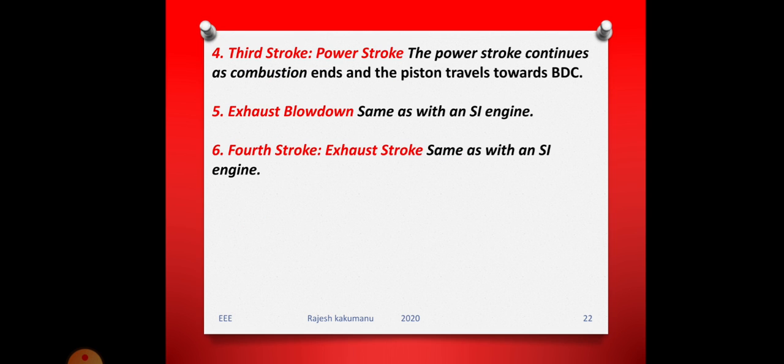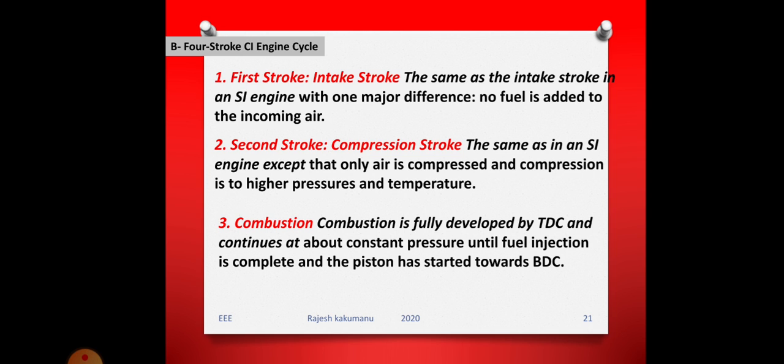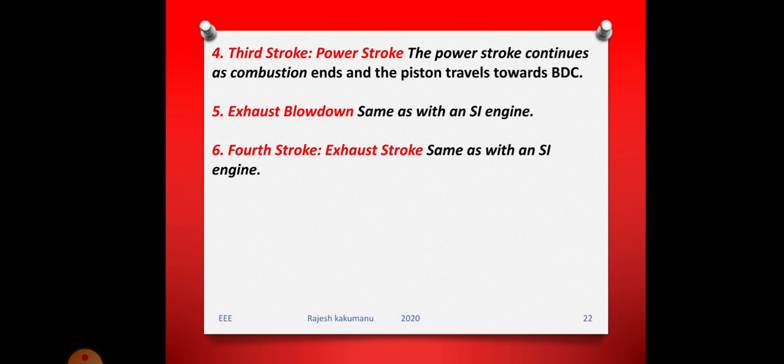What happens in the third stroke? The power stroke continues as combustion ends and the piston travels towards BDC. Again, after combustion, it is moving from TDC to BDC.